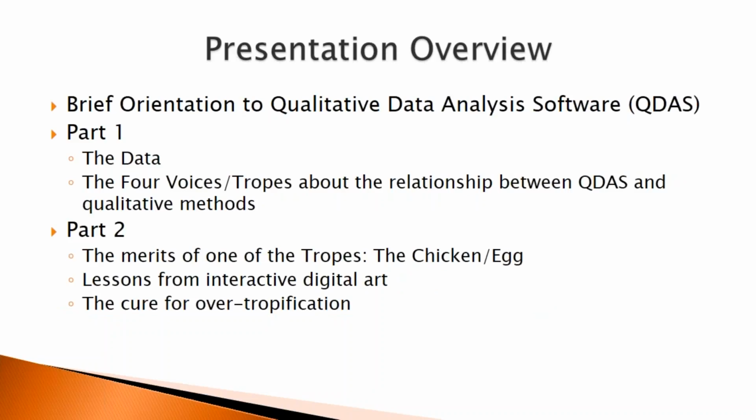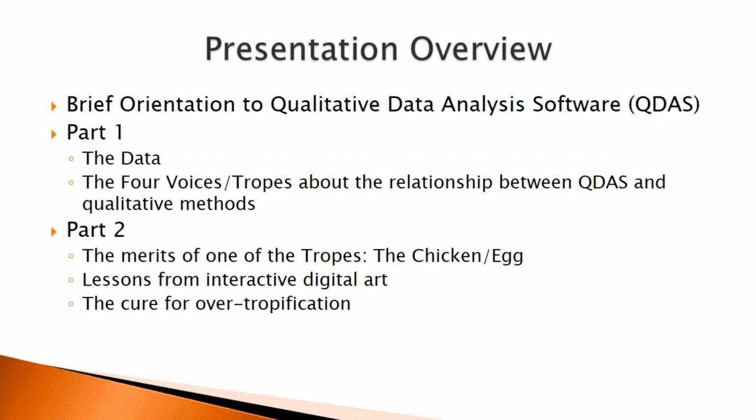And then the presentation is divided roughly into two parts. One is the data or the literature that I analyzed and the way I analyzed it. And the next are these four voices or tropes that appeared to me as I looked at this literature about the relationship between qualitative data analysis software and qualitative methods. And from there, I'm going to pivot, and I'm going to focus on one of the tropes that occur throughout this literature, and it's the chicken and egg trope.